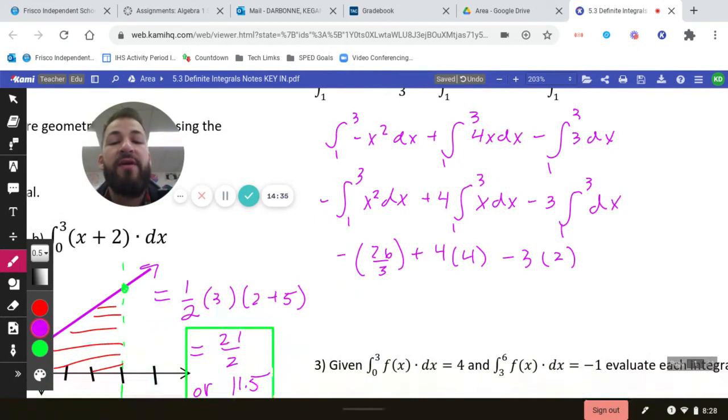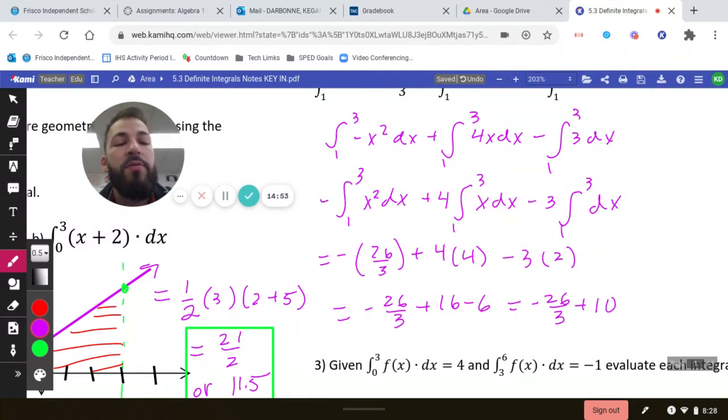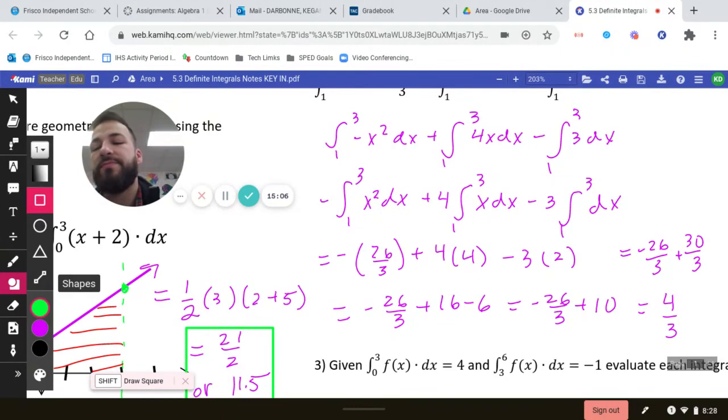There we go. So now I have everything I need, and I can just simplify these numbers from here. So it's equal to negative 26 thirds plus 16 minus 6. So this becomes negative 26 thirds plus 10, which equals negative 26 thirds plus 30 thirds, which is equal to 4 thirds for my final answer.